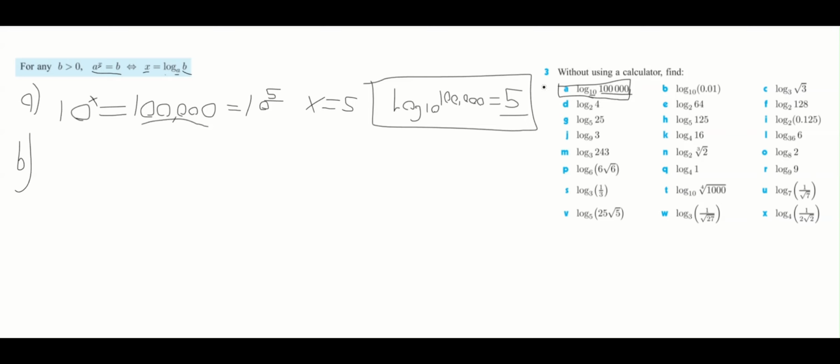So now we have a lot more questions to go. So B, I'll probably do this in chunks. So B is log base 10 of 0.01. I'm just gonna make this quick. A is 10, so it's 10 to the x equals 0.01. And just to make it even quicker, it's 10 to the power of negative 2, because negative makes it reciprocal, which means that log base 10 of 0.01 equals negative 2.